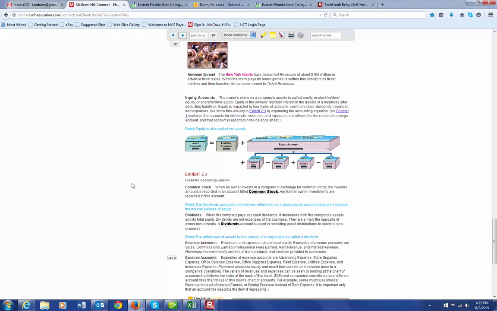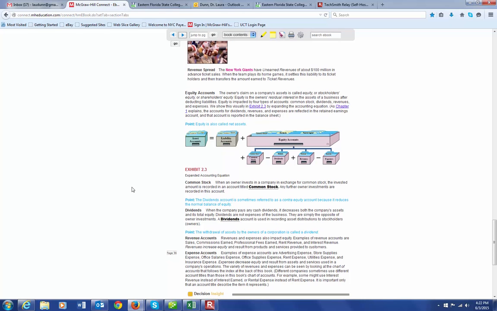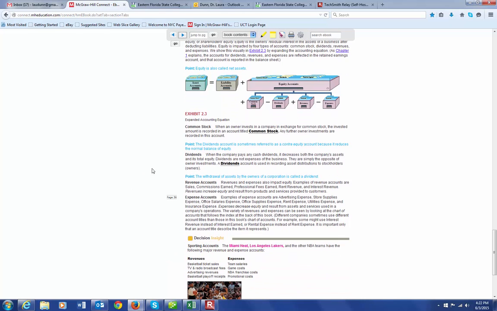And then, we've again already discussed this, but just quickly to review, revenue and expense accounts. Revenue and expenses both impact the equity, because if you have a net income, that increases your equity. If you have a net loss, it decreases. In order to determine net income or net loss, you have to take all of your revenues, subtract all of your expenses, and that determines if you have a net income or a net loss. Then that, again, will either increase or decrease the equity.